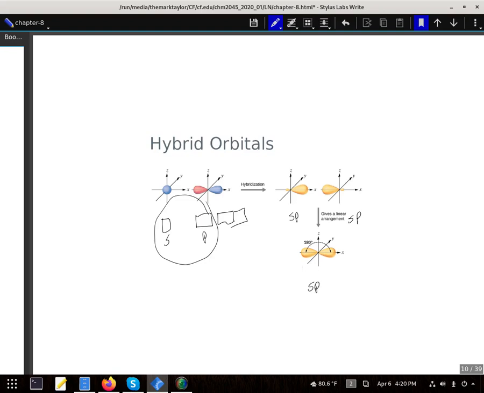So I'm going to just draw a box representing our two sp orbitals. Now, the other p orbitals are still there. They're just higher up in energy. We're ignoring them right now. But those two sp orbitals are now going to get as far away from each other as possible, and they are going to get that 180-degree bond angle.